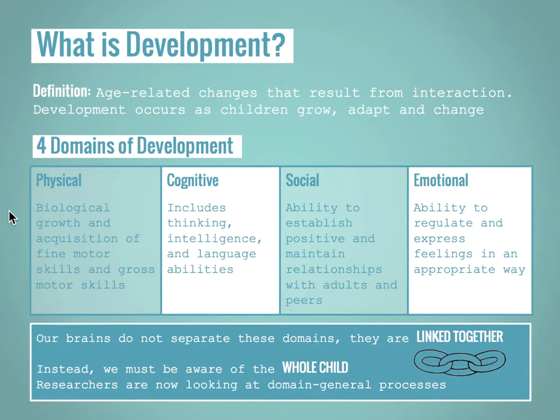What I really want to discuss is that years after this theory of our domains of development was established, we really started to see that these domains are not separate. And so we pull them apart to learn about them separately, but when we're looking at a child, they have to be linked together. We really need to look at the whole child to know where developmentally they fall within your classroom as learners. So research looks at what we call domain general processes now.